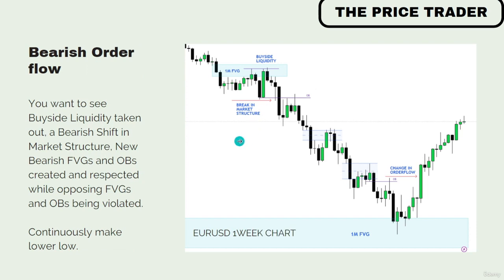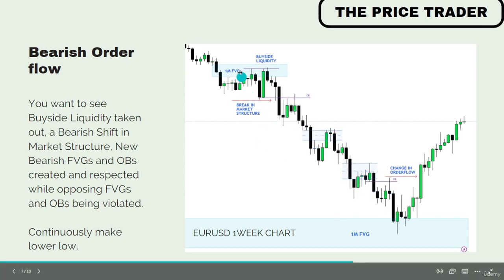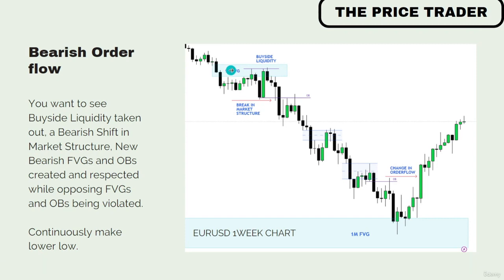On the other hand, the bearish order flow, what you want to see is buy side liquidity being taken out. So this is the weekly chart. So a higher time frame is now the monthly fair value gap and another monthly fair value gap here. So we are seeing actually a bearish order flow being established here until we hit this target. So once this monthly fair value gap was hit, we see liquidity being taken out. So that is now the beginning point of us hunting for a potential order flow shift.